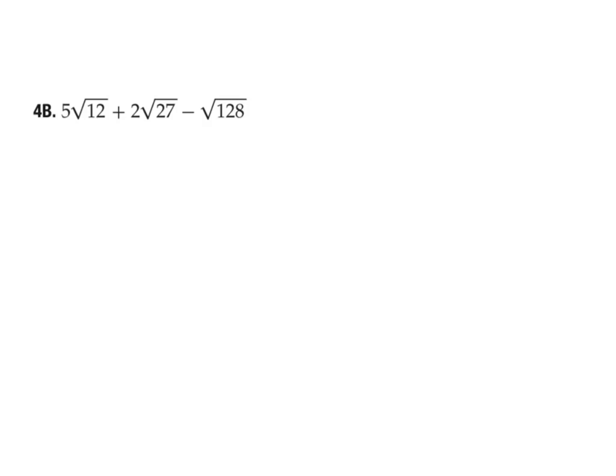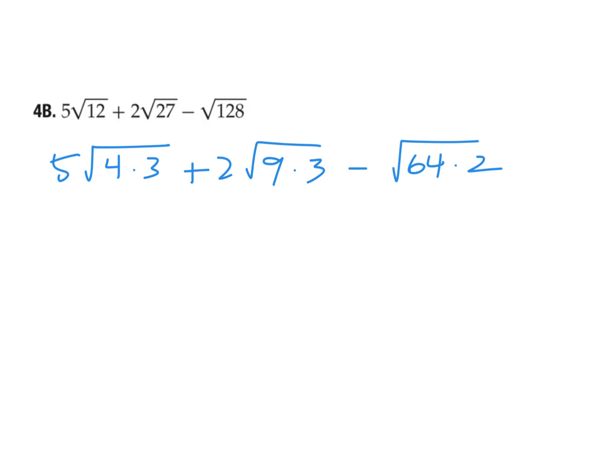What is 128 divided by 2? 64. What do we know about 64? It's a perfect square. Okay? So it wouldn't take you long for this problem to figure that out. Okay? Now, so again, these are my perfect squares.